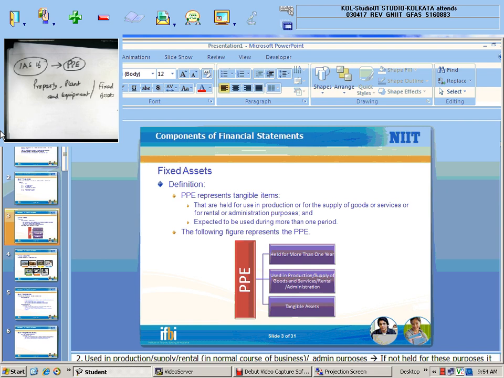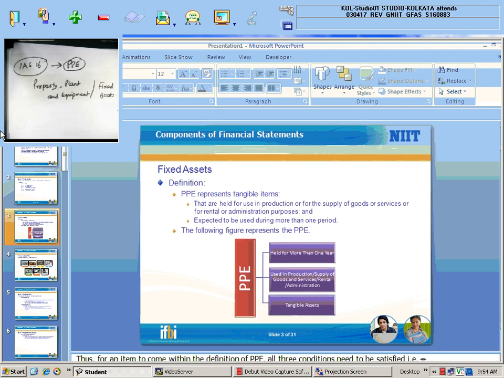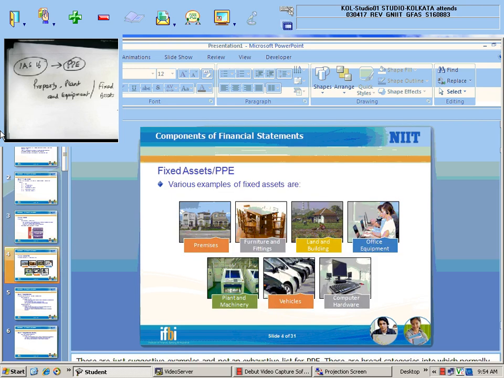Okay, so each of these three conditions must be met so that one can recognize a particular asset as a fixed asset or PPE. Now, various examples of fixed assets will be coming on your screen.